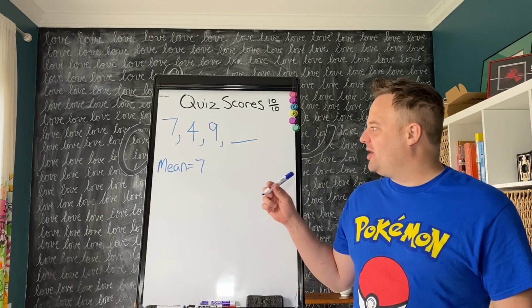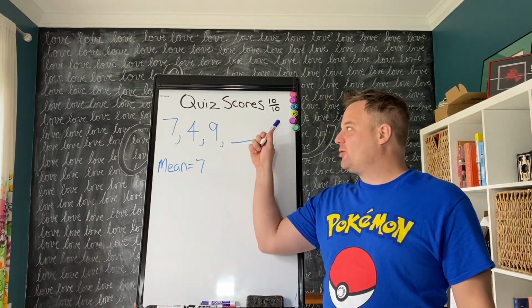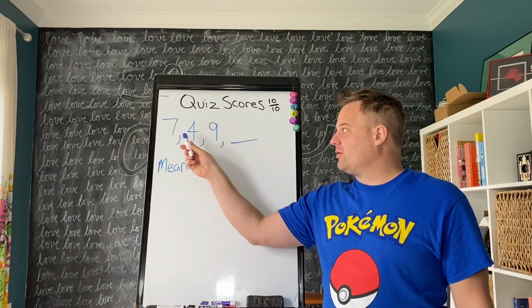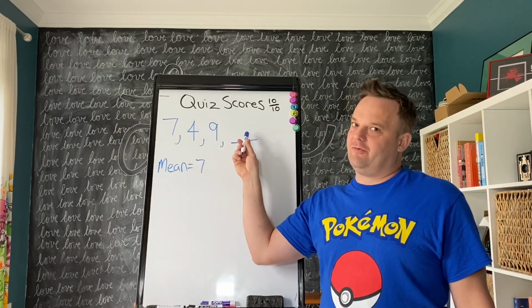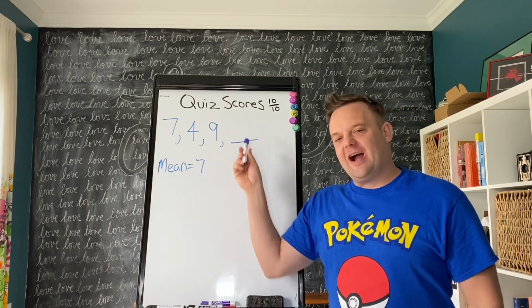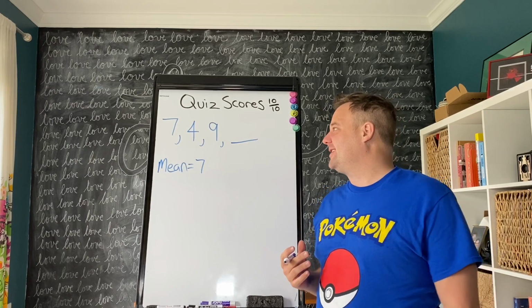We're going to learn, if we already have the mean, like the mean is 7 here out of these quiz scores, and there's 4 quiz scores. We have a 7 out of 10, a 4 out of 10, a 9 out of 10, and well, that's missing. And we need to find it. And you'll be having to answer a lot of questions like this.